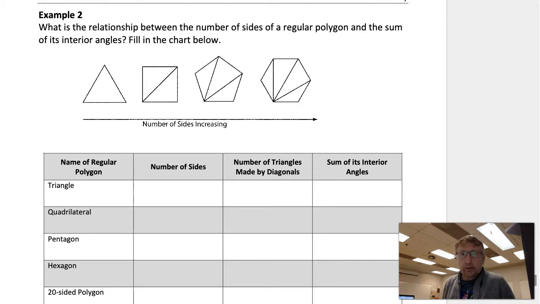Continuing on with regular polygons. Example 2. What is the relationship between the number of sides of a regular polygon and the sum of its interior angles? It's a lot of words. Let's fill in the chart. The pattern will become clear.